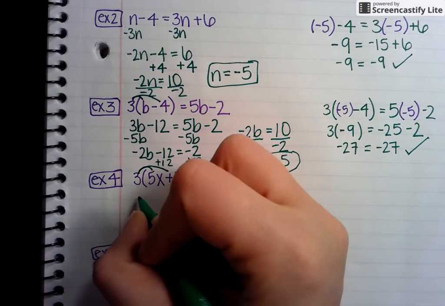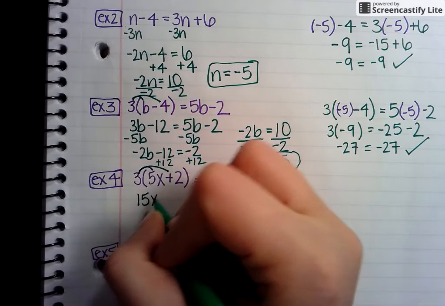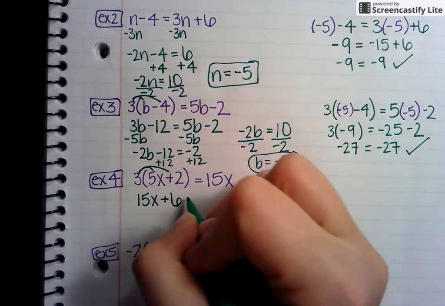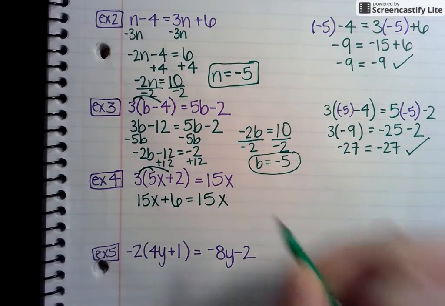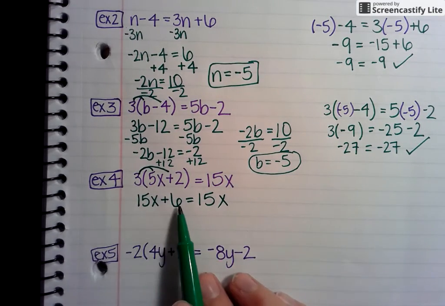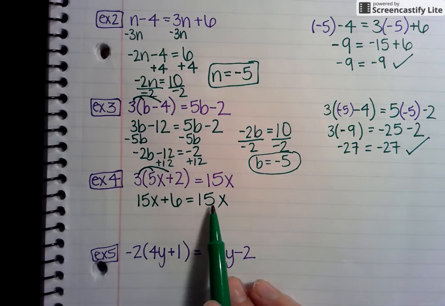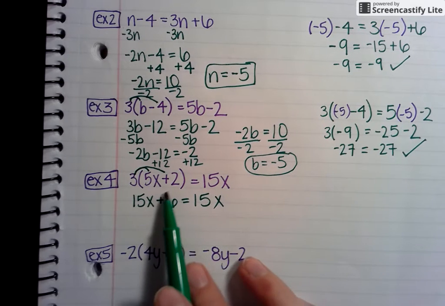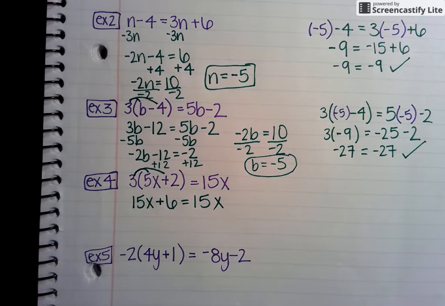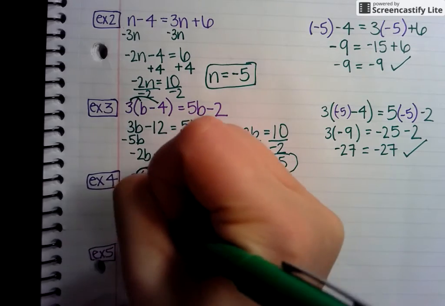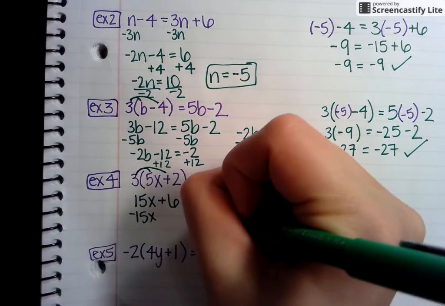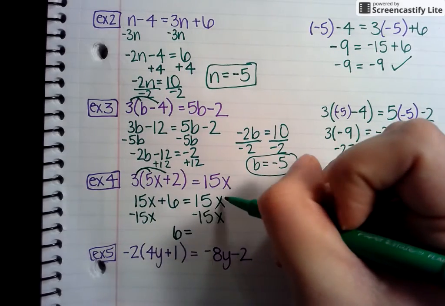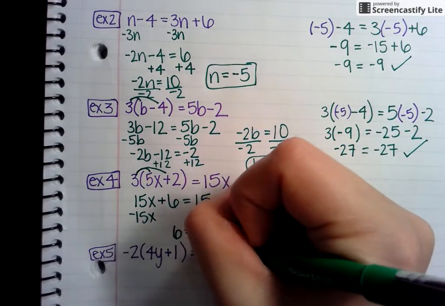I have 3 times 5x, which is 15x, and 3 times 2, which is 6, is equal to 15x. Now, I noticed that I have a variable and a number on this side, and a variable on that side. So I'm going to try to move all the variables, because I already have the constants by themselves. So I'm going to subtract 15x on both sides. Now, if I bring this down, I have 6, and 15x minus 15x is going to give us 0.